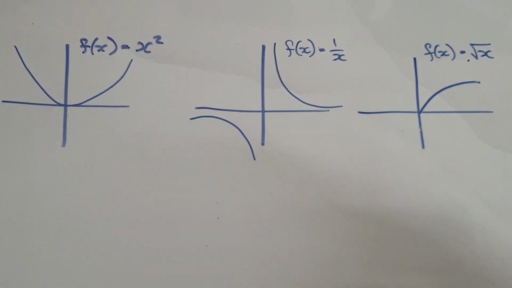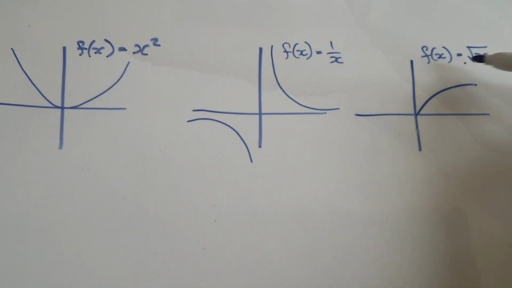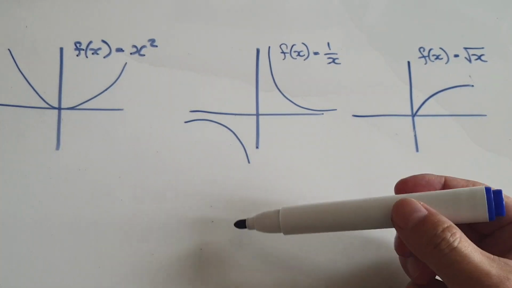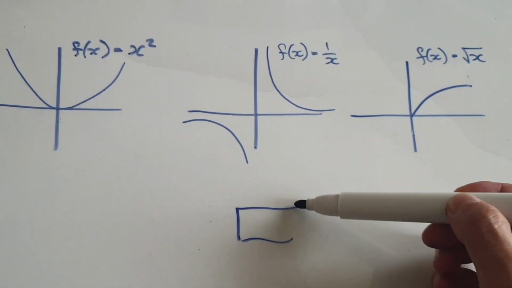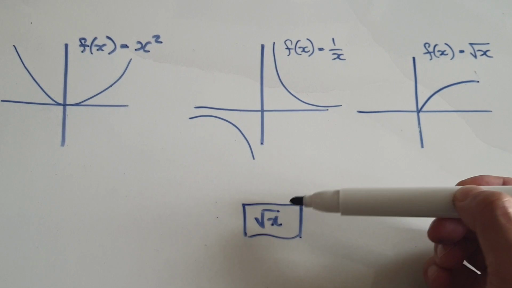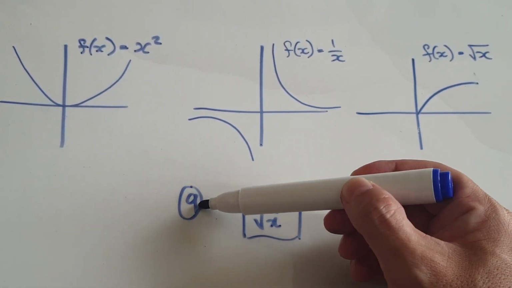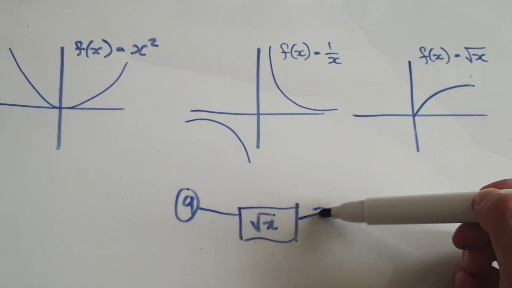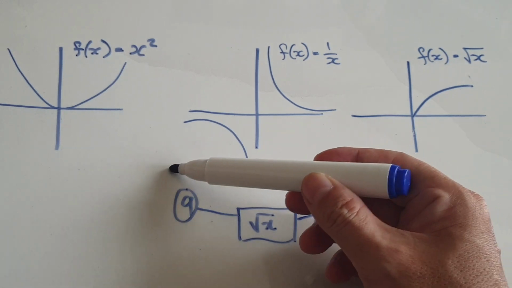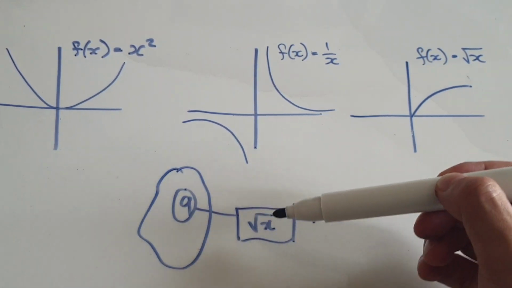Let me give you some examples of domain. So let's take a look at this function here, the square root function. You can imagine it as being like a machine, a square root machine. If you put in the number 9, it will square root it and spit out the number 3. So domain is what you can put into the machine without it breaking down.